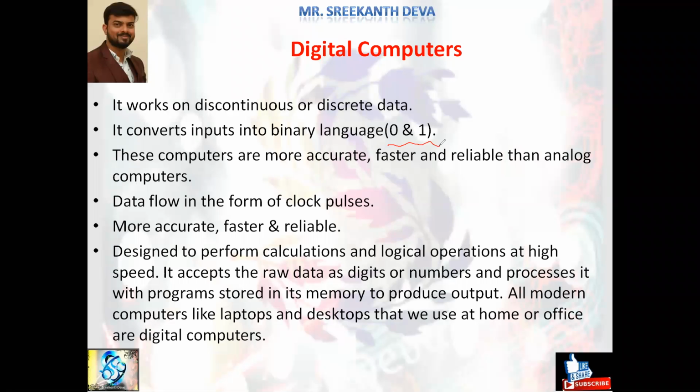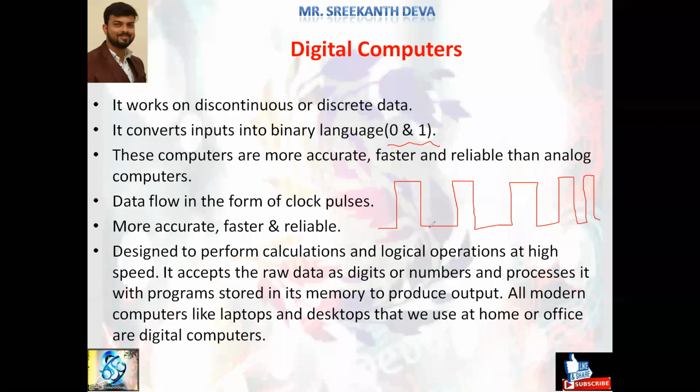Digital computers understand only binary language, represented by zeros and ones. These computers basically work by counting and adding binary digits. Data flows in the form of clock pulses, which I explained clearly. It is represented by 1 0 0 1, on off, like that. This is what we may call clock pulses.